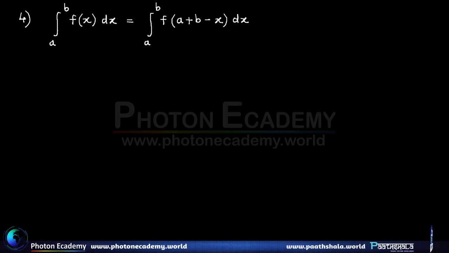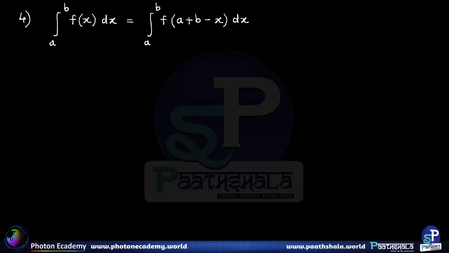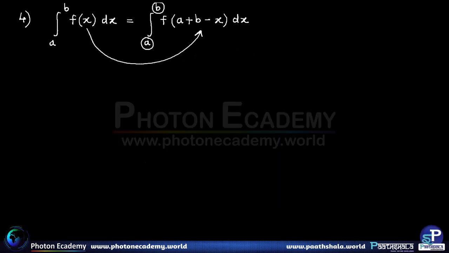Now here the integral is taken from a to b of a function f of x. Then it is same as the integral taken from a to b, but now here the function is of the variable a plus b minus x. So what it means is when x is replaced with lower limit plus upper limit minus the variable, then the value of the definite integral remains same.